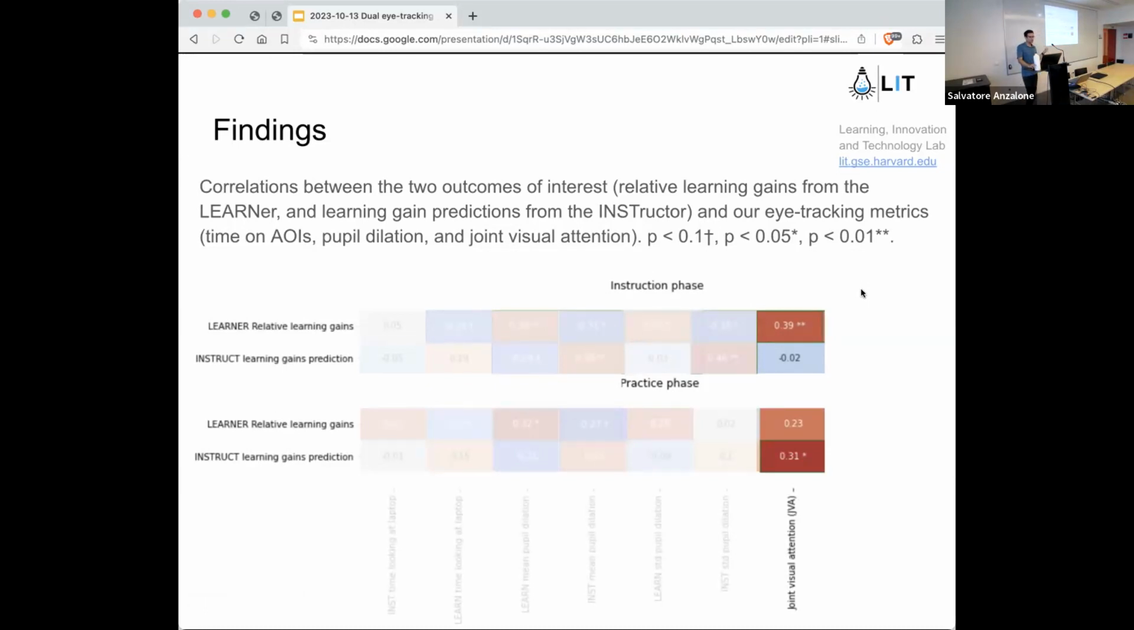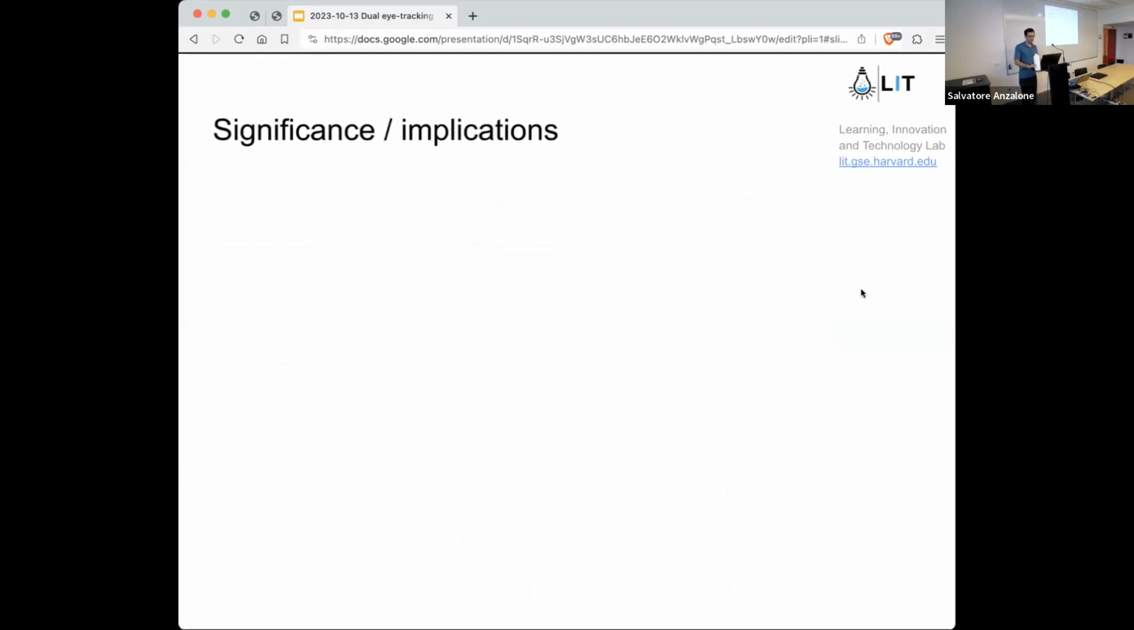In the practice phase, joint visual attention was significantly correlated with the predictions of the teacher. And I think that shows that the teacher, if they were monitoring what the student was doing, if they're following their gaze, trying to guess what they were working on, then they were better able to predict what kind of struggles they had and how well or poorly they would do on the test. So that shows that this can be helpful not just for the student, but also for the teacher if they need to do some remediation for the students.